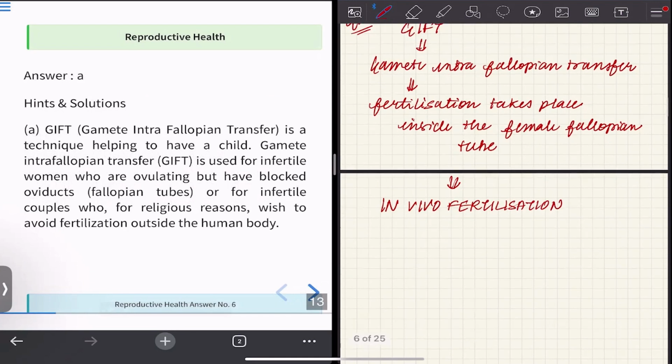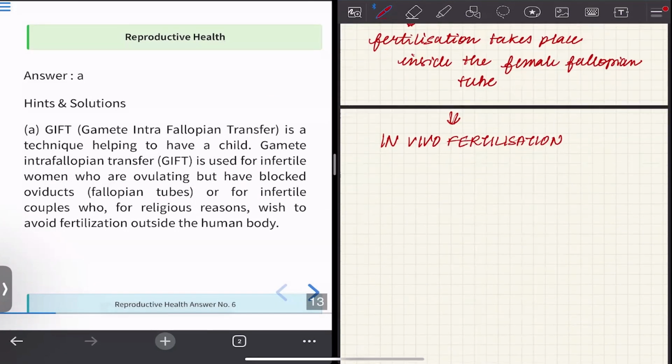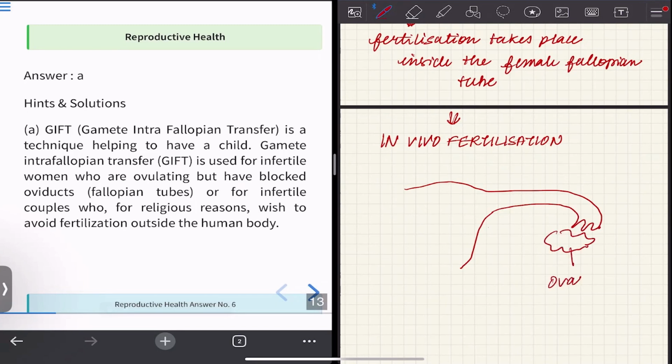So, where is it used? It is used for infertile women who are ovulating, but they have blocked fallopian tubes. So, if we draw an image, this right here is the ovary. This is the fallopian tube, and it is blocked right here.